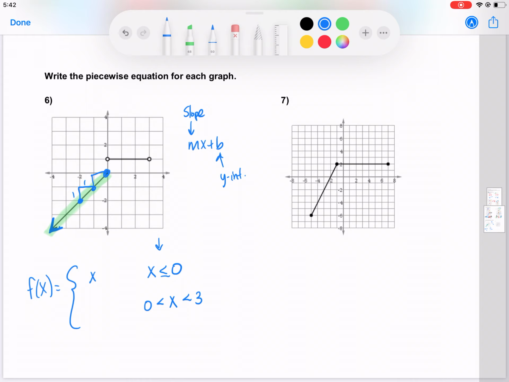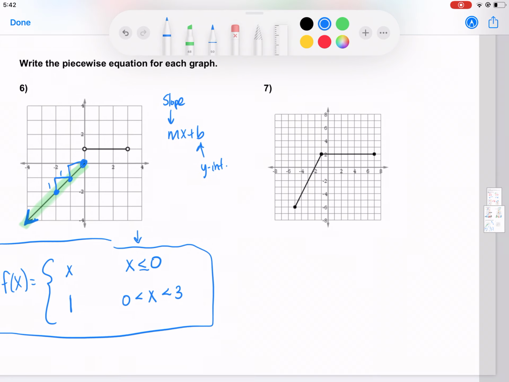A horizontal line, you just tell me what the number is, the y value, and that's a 1. So I just put a 1, and I'm done. I've written my equation. So let's go ahead and try number 7 now.